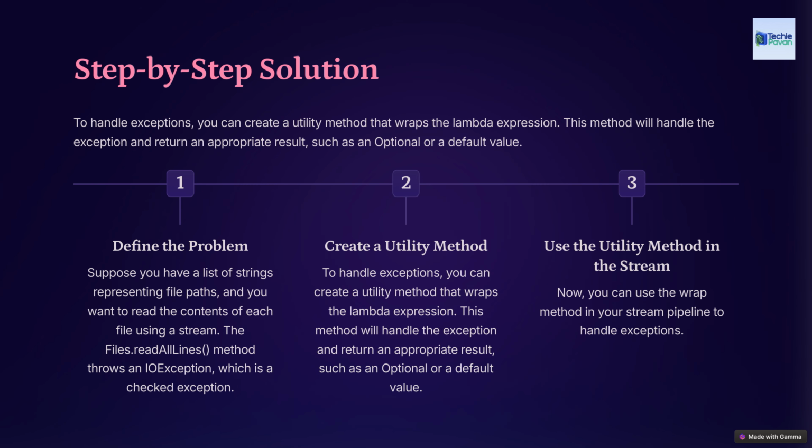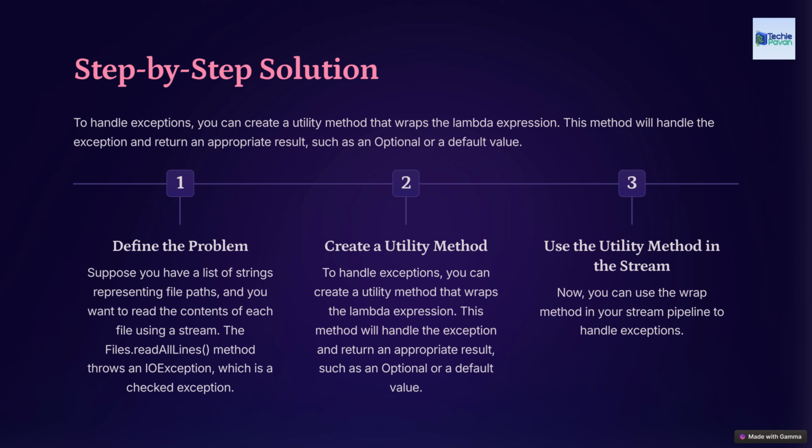Step 1. Define the problem. Suppose you have a list of strings representing file paths, and you want to read the contents of each file using a stream. The Files.readAllLines method throws an IOException, which is a checked exception.